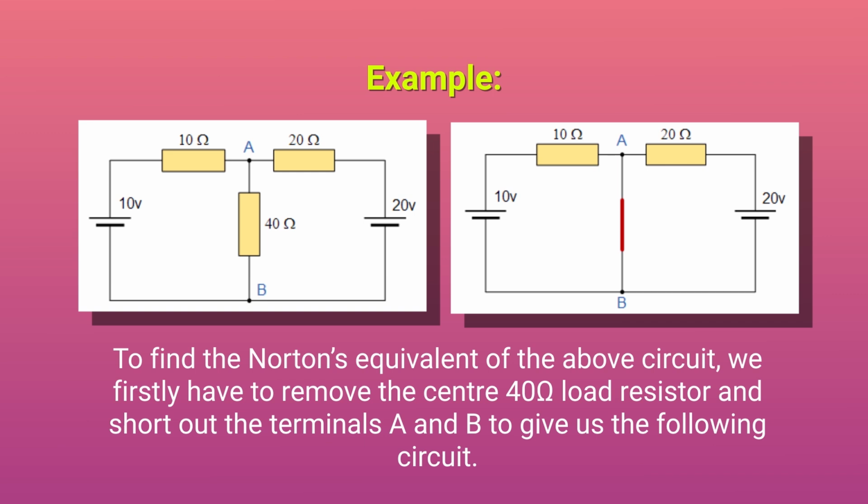So what is the first step? In whichever branch you have to find the current or voltage, just remove that branch from this figure. So just remove this branch A and B from this network. So just replace this branch A and B. How will it look?